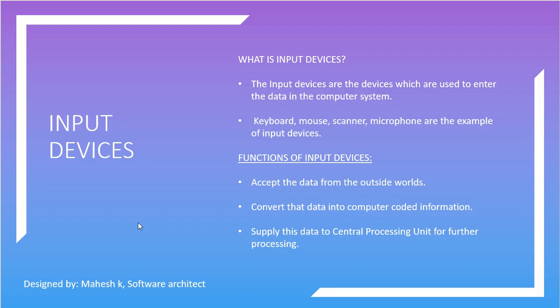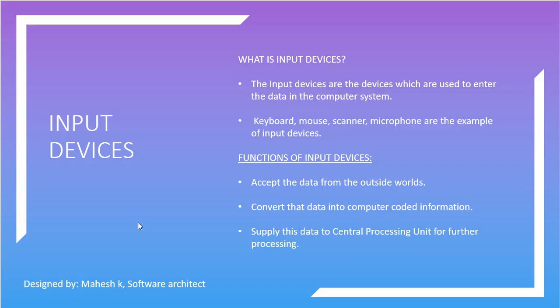So first of all, if we want to work on the computer, we have to know about input devices. Input devices are those devices through which we provide data to the computer, that is the raw data. The main input devices are keyboard, mouse, scanner, and microphone.